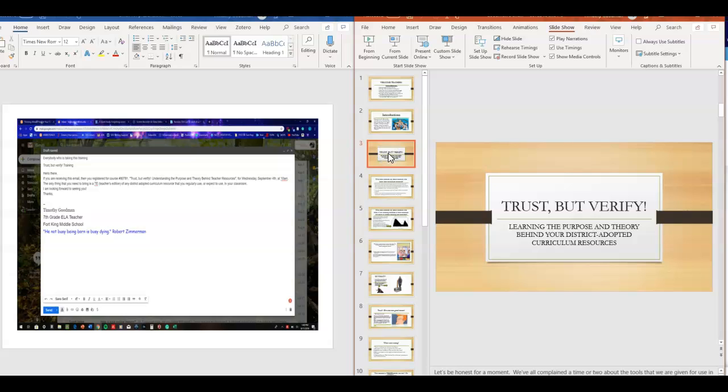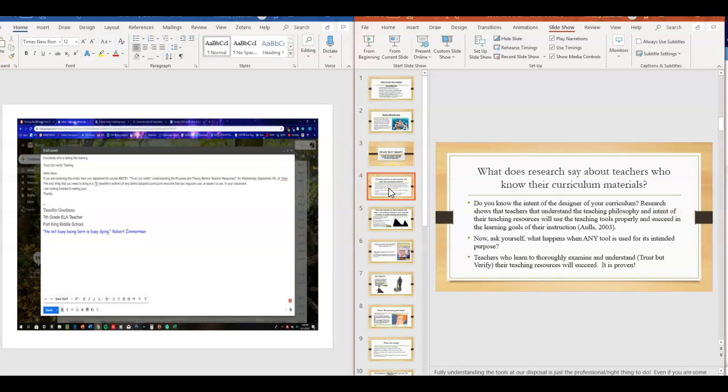Okay, trust but verify. The purpose being, do we know whether or not the resources we're using are indeed reliable, trustworthy? Are they based on how the brain works, how the brain operates, how children learn? Does it work within the structure of, and I'll keep clicking, what we do in the classroom? Does it work with the time frame that we work with? Do they use best practices?